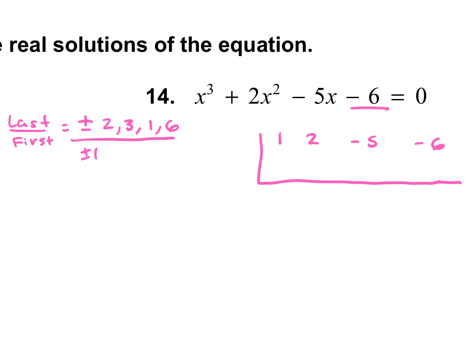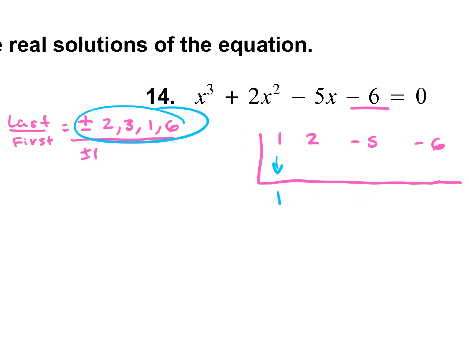What do you want to try first? 1. Sure, let's try 1. You can pick any one of these numbers to try first. If you tried a number that was not on the list, it's not going to work. So stick to the numbers on the list. So drop down the 1. We get 1. This would be 3. 3. -2. -2. Does 1 work? Nope. So let's pick something different.